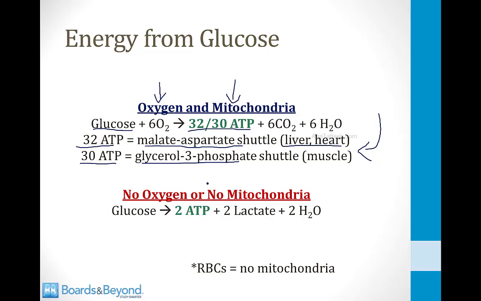Now, if the cell does not have oxygen, or if there are no mitochondria present, then that cell will carry out anaerobic metabolism. And this is what happens especially in red blood cells because they lack mitochondria. So in cells like this, glucose is converted into only 2 ATPs plus lactate and water.